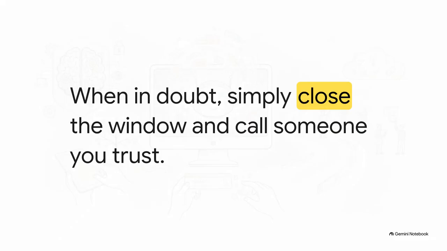I want to give you a highly concrete, incredibly reassuring escape plan for this. If you are ever on your computer or your phone using an AI tool and you suddenly feel pressured or you see an urgent request for information, you have total permission to just walk away. When in doubt, simply close the window, turn off the computer, then call a family member, a friend, or someone you trust. You are always in control of the off button.